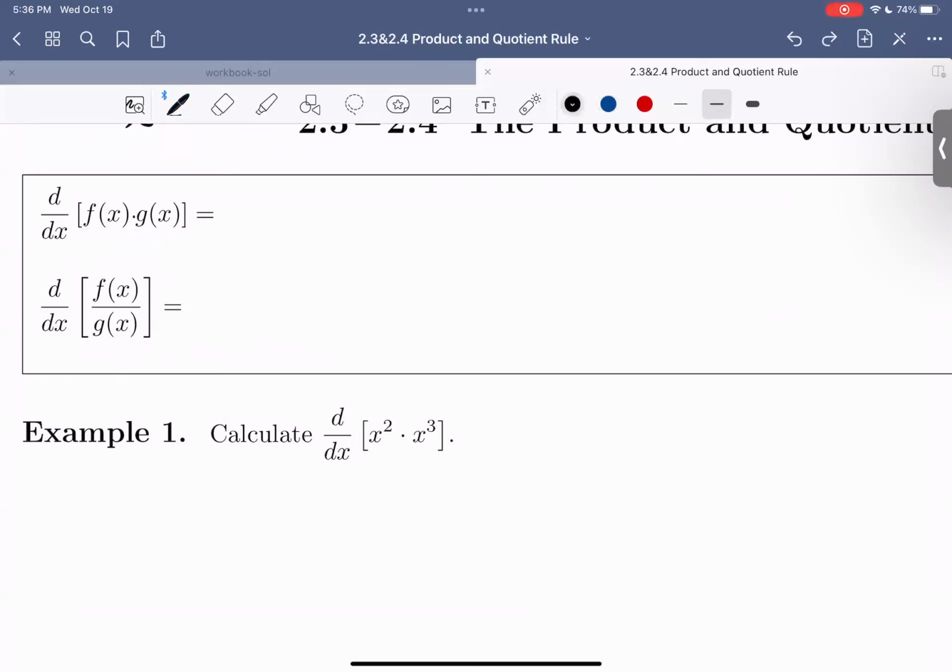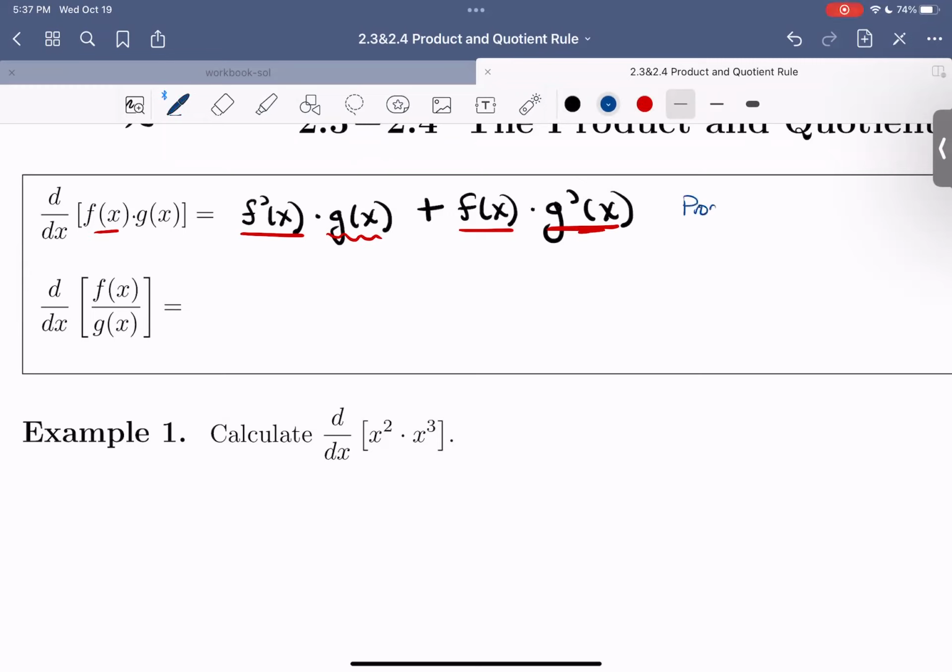The derivative of f times g is going to be f prime times g plus f times g prime. One way to think of that is the derivative of the first function times the second function, plus the derivative of the second function times the first function. So each function gets its turn to be the derivative and to be the original function. This is often called the product rule.